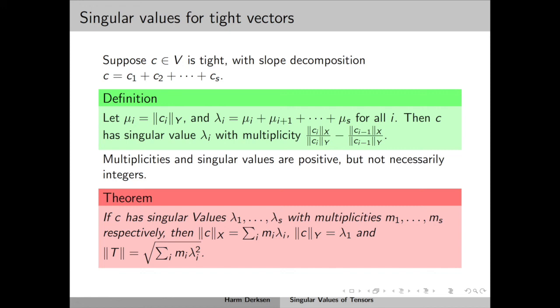So even though the multiplicities may not be integers, we still have these results in the general context where these two norms are dual to each other: the X norm can be written as the sum of the multiplicities times the singular values, even though the multiplicities might not be integers. The Y norm is the largest singular value, and there is a similar formula for the Euclidean norm.